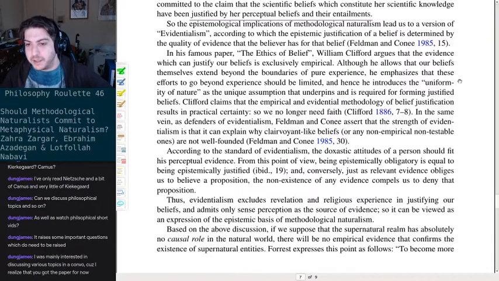Clifford claims that the empirical and evidential methodology of belief justification results in practical certainty, so we no longer need faith. In the same vein as defenders of evidentialism, Feldman and Conee assert that the strength of evidentialism is that it can explain why clairvoyant-like beliefs, or any non-empirical, non-tested ones, are not well-founded. So, because clairvoyant-like beliefs are miraculous and they just show up there, non-uniform in some sense.